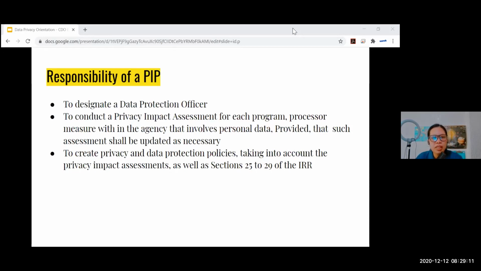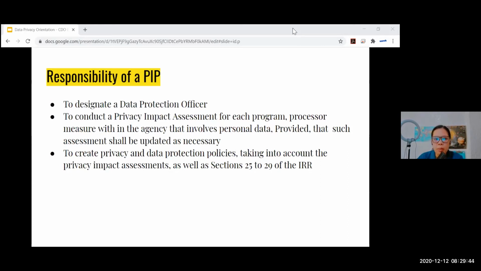What else is the responsibility of a PIC? Again, this is a responsibility of a PIC. PIP there is incorrect. The next thing is that this PIC, the head of agency, should also conduct a privacy impact assessment for each program, process, or measure within the agency that involves personal data. Actually, this also even includes systems, projects.